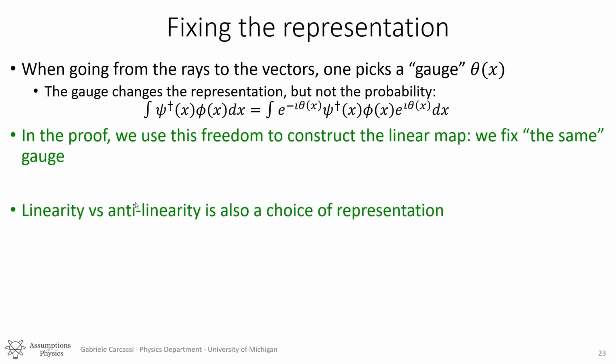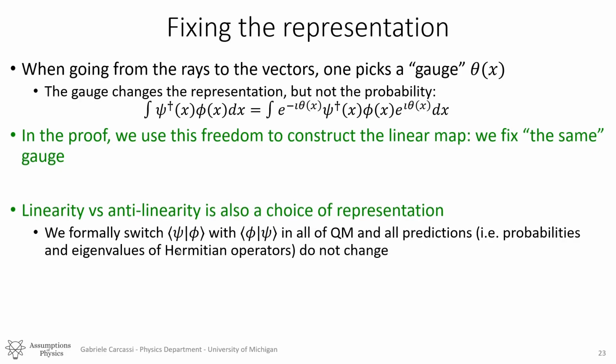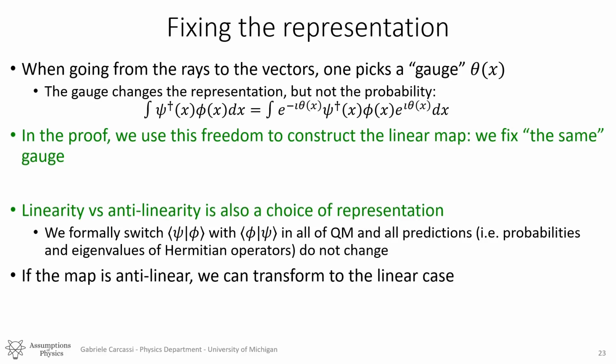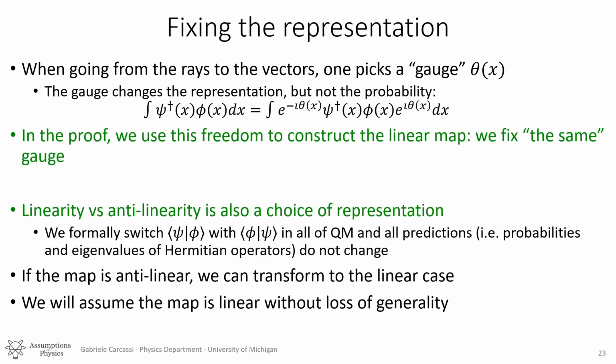Now, the linearity versus the antilinearity is also a choice of representation, because we can formally switch the bras with the kets in all of quantum mechanics, which would mean that basically we're using the complex conjugate on the states, and all the probabilities, all the eigenvalues of the Hermitian operators, are not going to change. They're all going to be the same. We're going to have the same physics. So if the map is antilinear, we can always transform into the linear case, and therefore we will assume the map is linear without loss of generality.